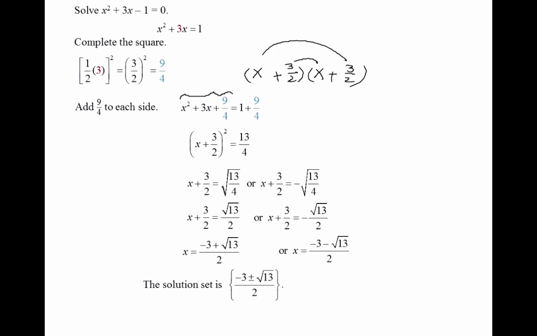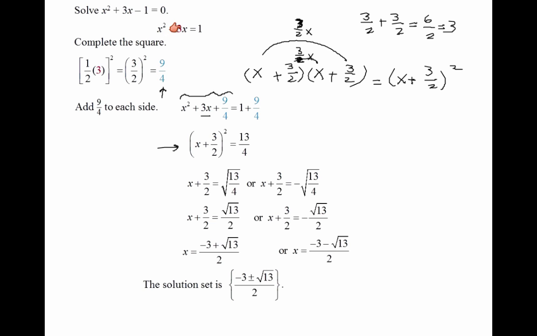Now look what happens when I multiply the 2 closest terms and the 2 furthest terms. I get 3/2 x, and I also have 3/2 x. Now these two are going to add up to the middle term, which is 3x. 3/2 plus 3/2 adds up to 6/2, which is equal to 3. So I complete the square. This is x plus 3/2 squared, by adding this number to both sides of the equation.